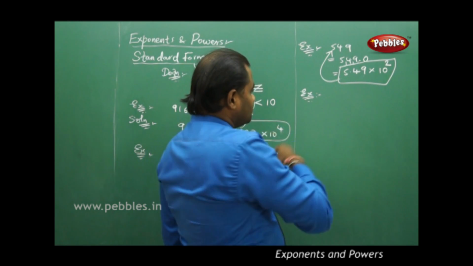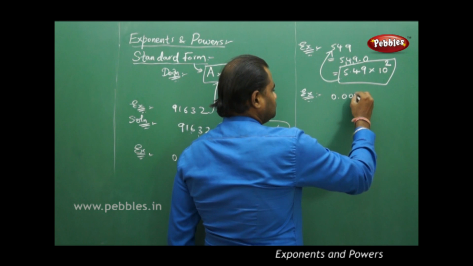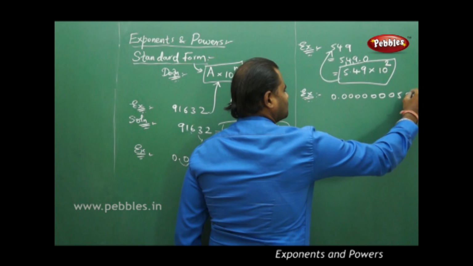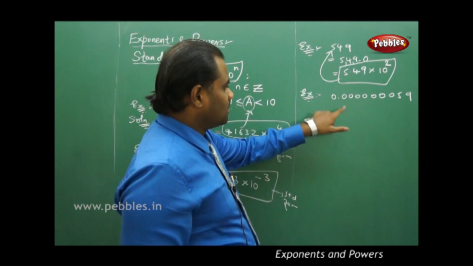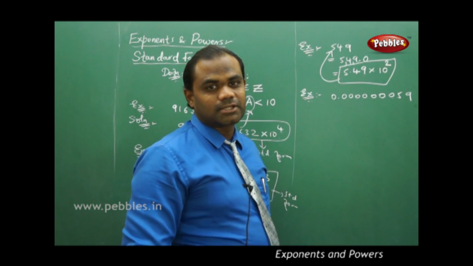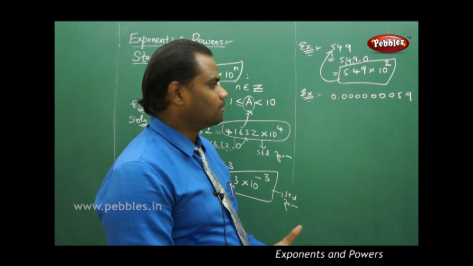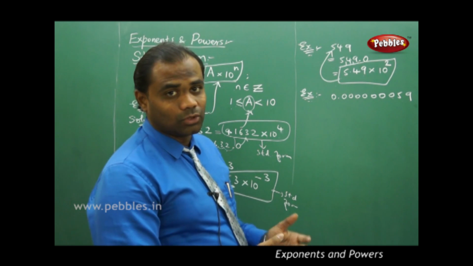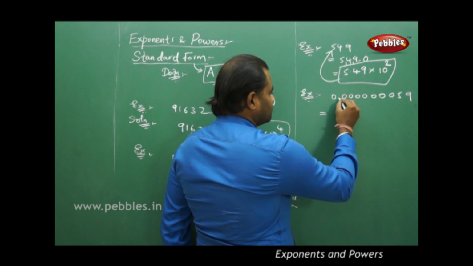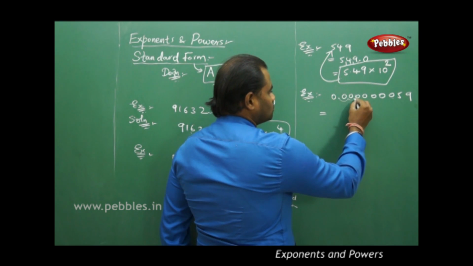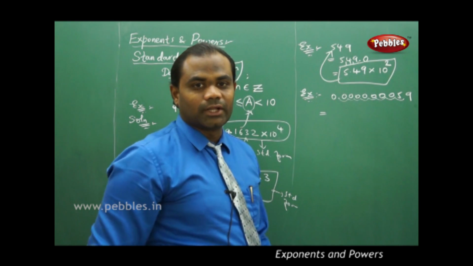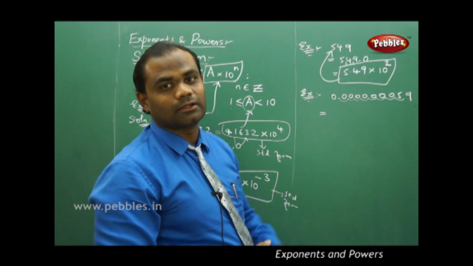Now, suppose my problem is 0.00000059. Now in this case, I want to convert this to the standard form. Now I clearly identified that I'm going to move the decimals from left to the right. So this can be done in various steps: 1, 2, 3, 4, 5, 6, 7, 8. So I need to move 8 steps to reach the standard form.